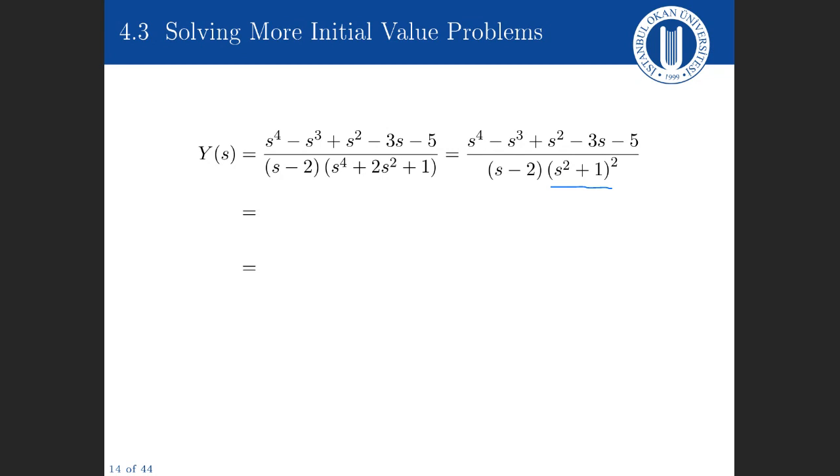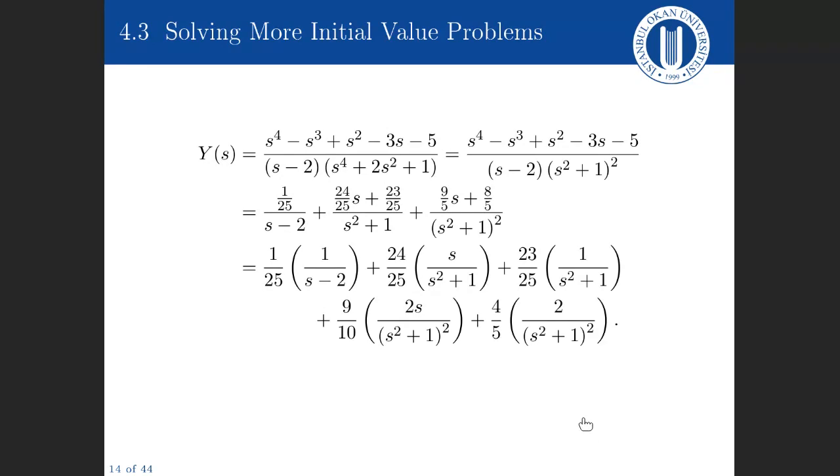What do we do next? Next, we need to use partial fractions. I'm trusting that you know how to do this, so I'm just going to jump ahead and tell you the answer. Please check that I haven't made a mistake here. I think we get 1 over 25 over s minus 2 plus 24 over 25 s plus 23 over 25 over s squared plus 1 plus 9 over 5 s plus 8 over 5 over s squared plus 1 squared. Let's split this up like this.